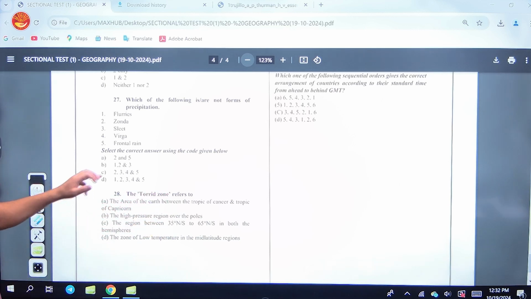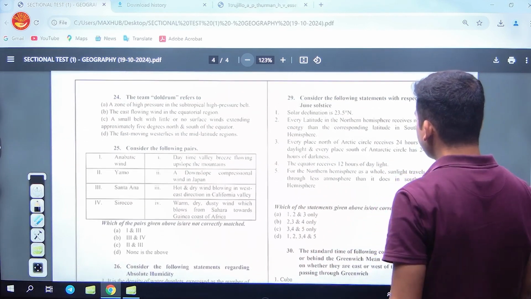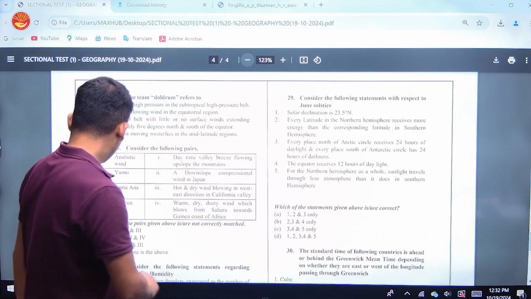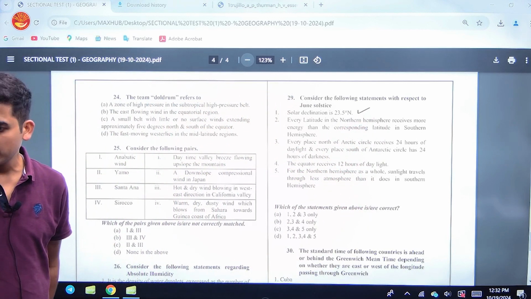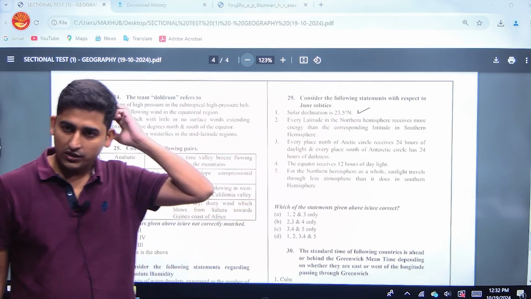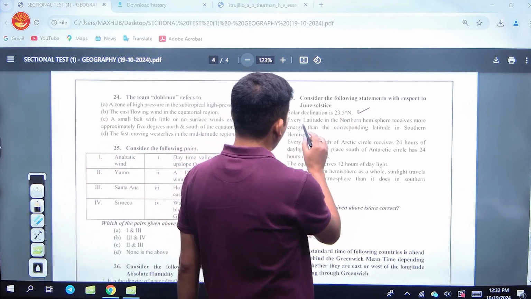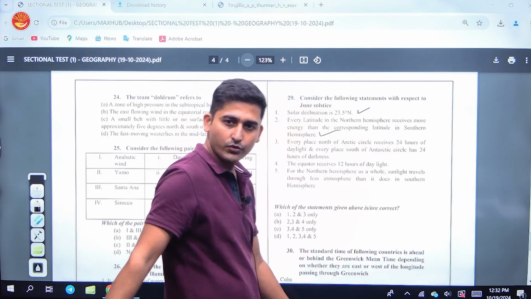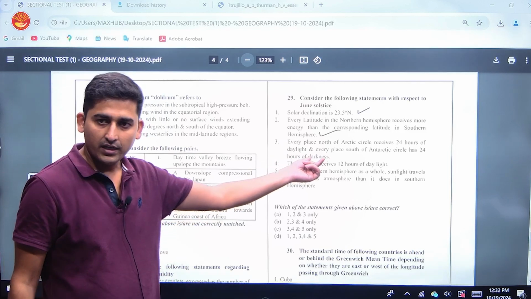Now coming to question number 29. Consider the following statements with respect to June solstice. Solar declination is 23.5 degree north. Yes, true. On June solstice, solar declination is 23.5 degree north. We are talking about the Northern hemisphere. Every latitude in the northern hemisphere receives more energy than the corresponding latitude in the southern hemisphere. Yes, again true, because we are talking about the summer solstice in the northern hemisphere. That is what June solstice means.